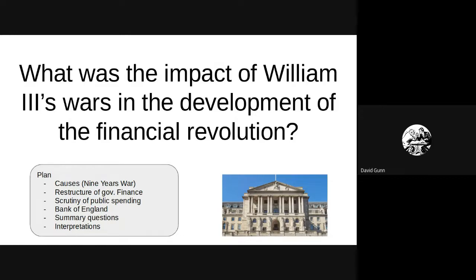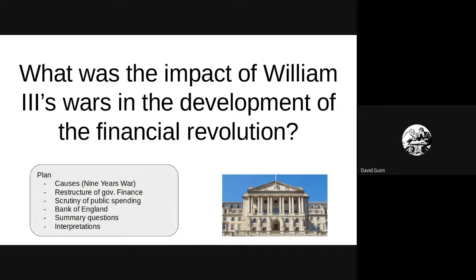And the way to think about that topic really is there's kind of three strands to it. So there's the constitutional settlement, which you talk about, the Bill of Rights, the Triennial Act, the Act of Settlement, things like that. There's the religious settlement, which is mainly the Toleration Act of 1689, and there's the financial settlement, which is what I'm going to talk about now. So there's three strands of the settlements following the Glorious Revolution.